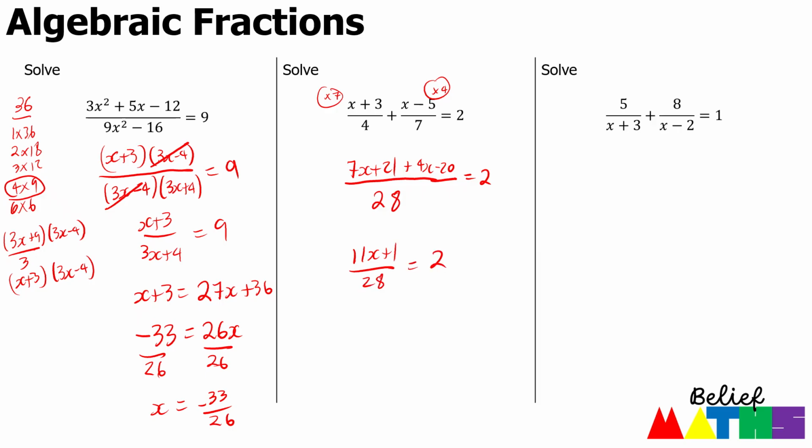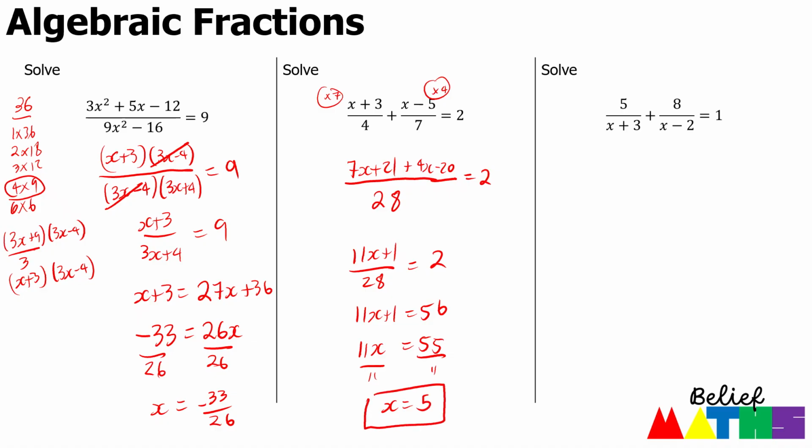And now we can solve this. We bring our 28 across and we get 11x plus 1 is equal to 56. You get 11x, take away 1 gives you 55, and we can divide both sides by 11, and that gives us a nice simple answer of x equals 5.